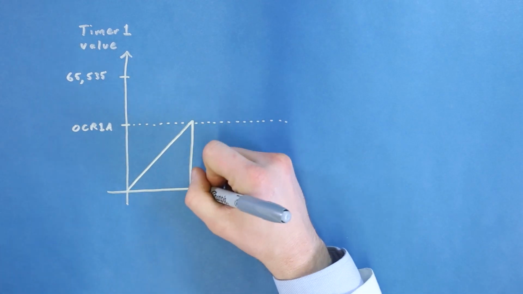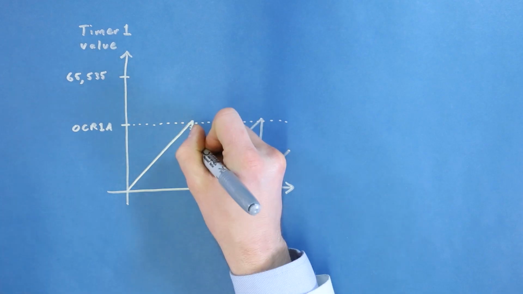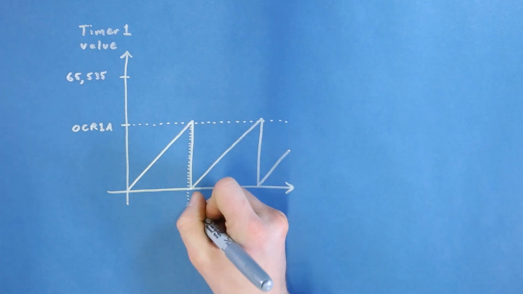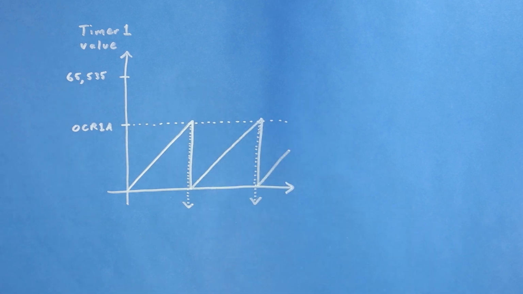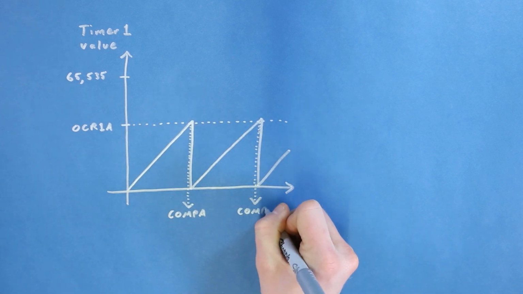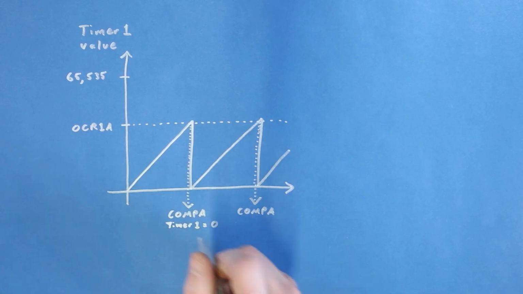When timer 1 reaches this value, a compare A interrupt is generated and we'll execute our interrupt service routine. In the ISR, we'll reset the timer 1 value to 0 and toggle our LED. Timer 1 will continue counting up, and when it reaches the value in our compare register again, another interrupt will trigger. We just repeat this process forever to get a blinking LED.